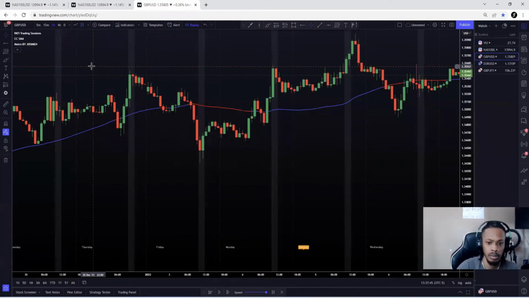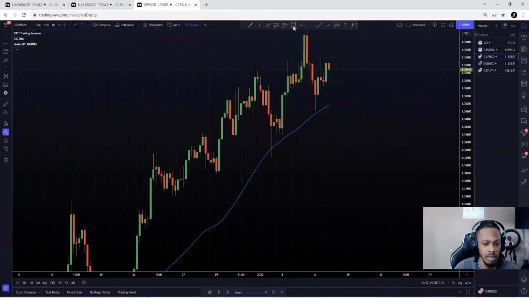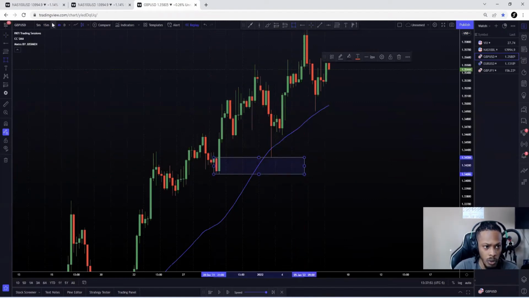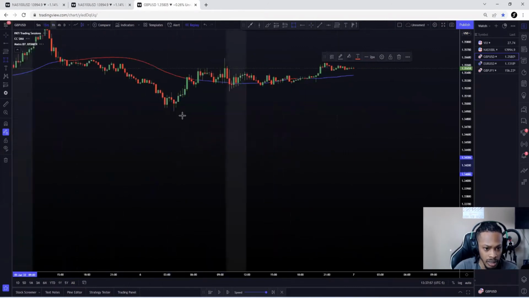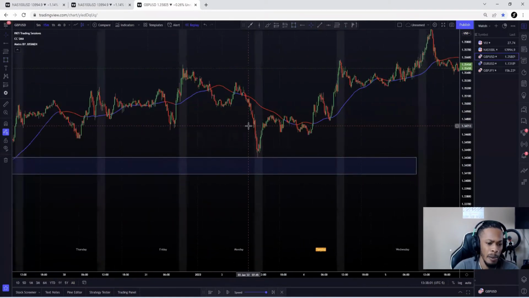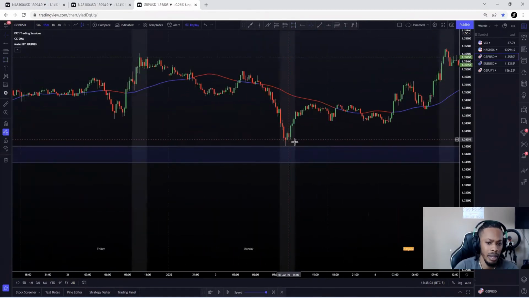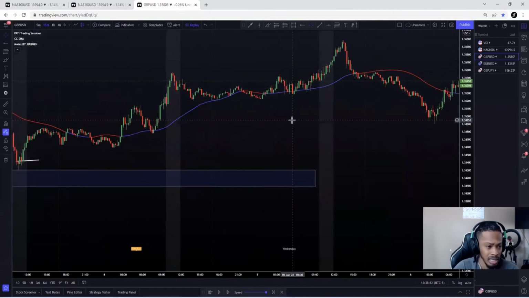Matter of fact, let's go to this 4 hour setup and just keep scaling down all the way to the 5 minute. Right here. So 4 hour, scale down to the 1 hour. We know that was the break. 15 minute. And look at that. This is the 4 hour demand, and then you mixed it with the 15-minute entry. So boom, that would have been your entry right there. Now that's a crazy RR. I'm not gonna lie, that's crazy.